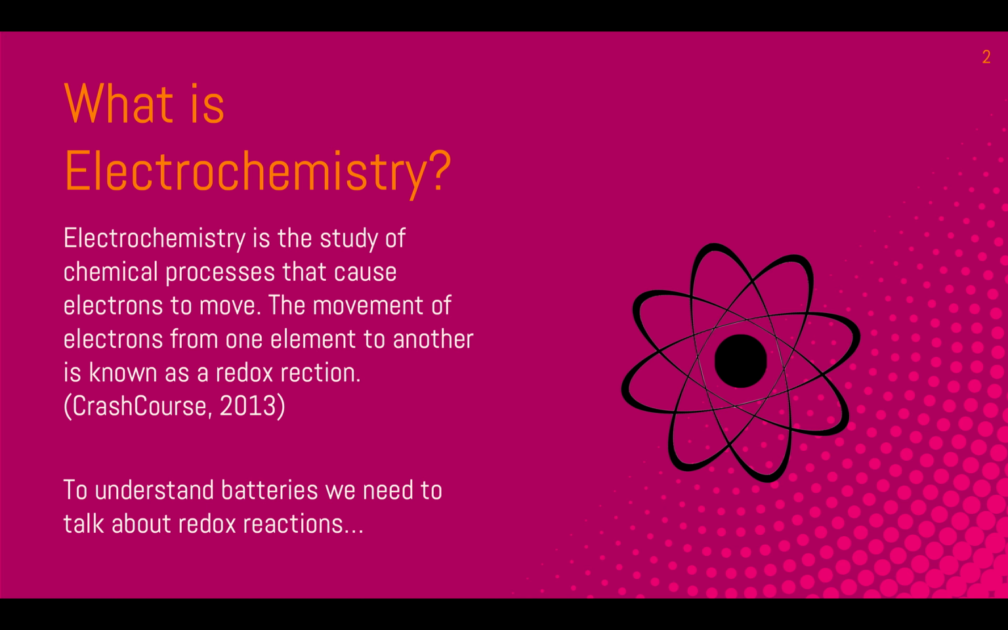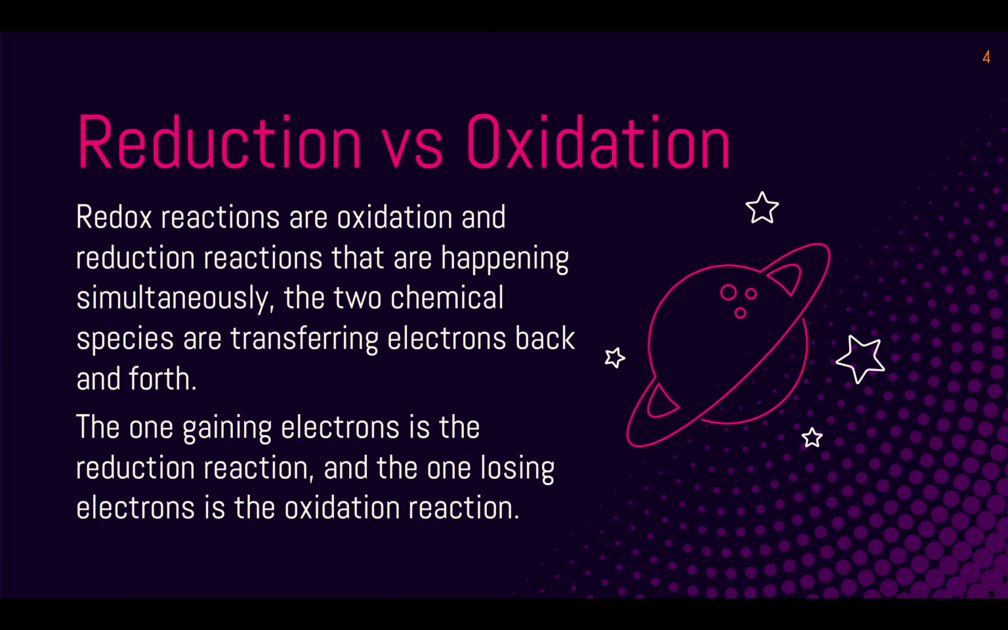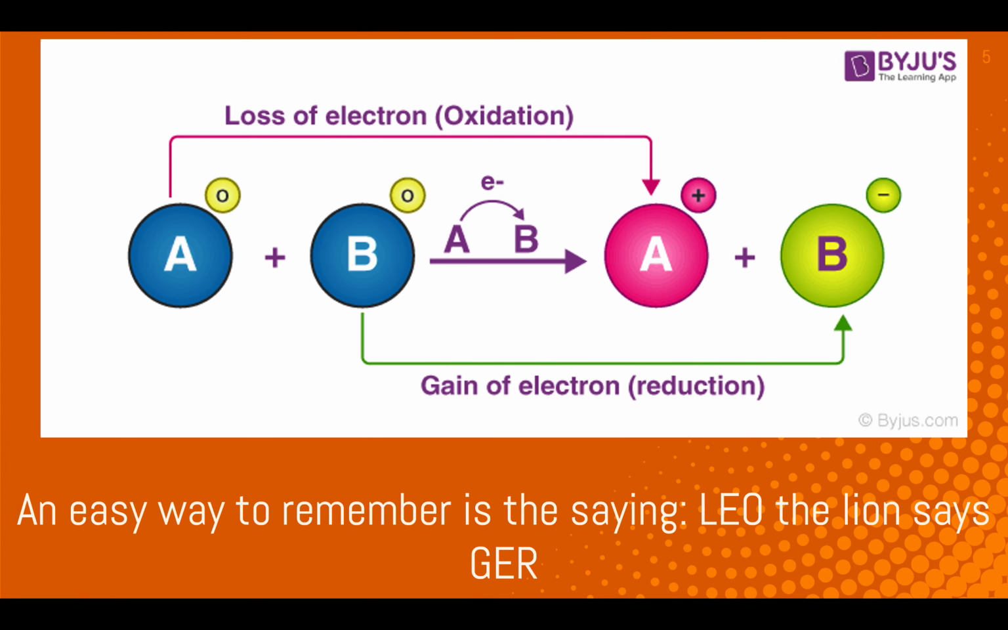And to understand batteries, we're going to talk a bit more about redox reactions, what they are, and how they work. So, oxidation reduction reactions are redox reactions. And redox reactions are oxidation and reduction reactions that are happening simultaneously. So, two reactions that are both happening at once. And the two chemical species are transferring electrons back and forth. That's kind of how they're both happening at once. So, the one gaining electrons is the reduction reaction, and the one losing electrons is the oxidation reaction.